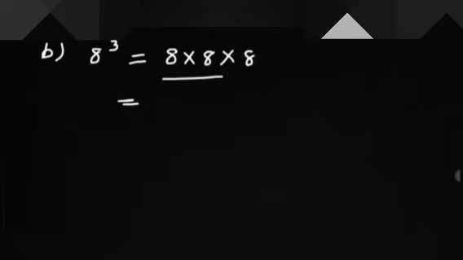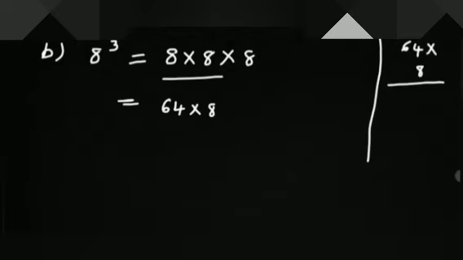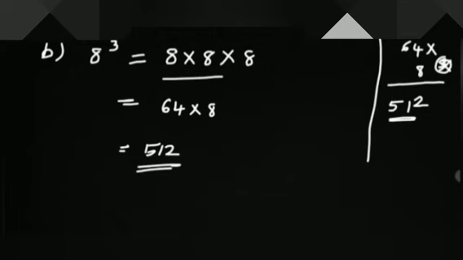Okay, 8 8s are 64. Very good. 64 into 8. Find this value in the working column. 64 into 8. 4 8s are 32. 2 here, balance 3 in the working column. 6 8s are 48. 48 plus 3, 51. 512 is the answer. 512 is the final answer.